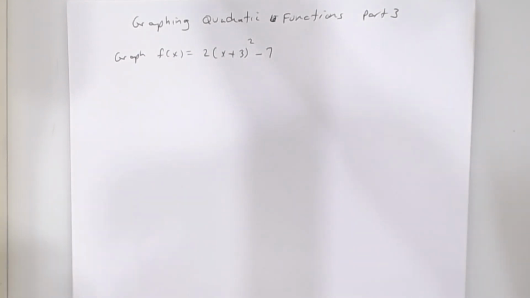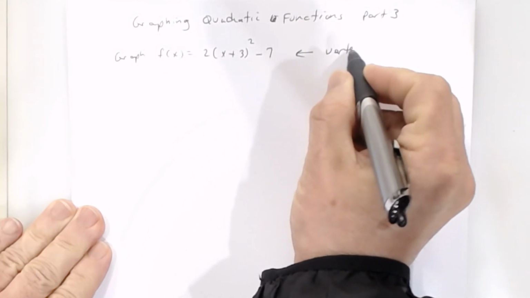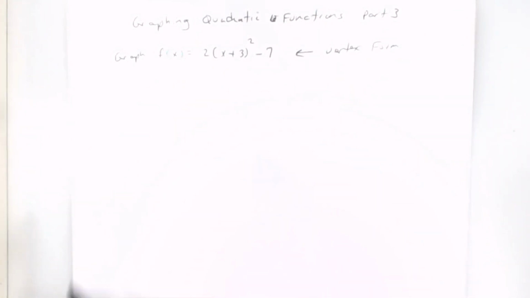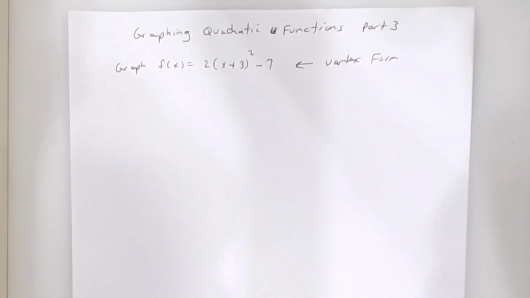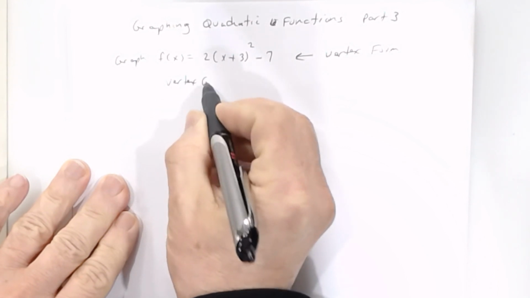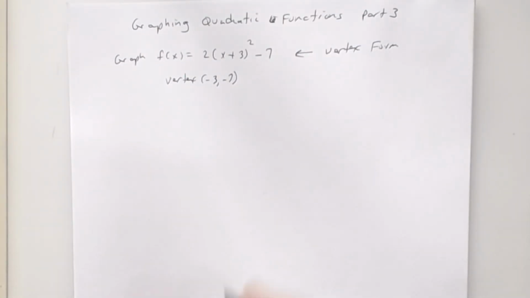Vertex form. So you have to recognize that this is vertex form. Now, since it's in vertex form, you can find the vertex. What's the vertex? Negative 3, negative 7. So this is in vertex form. All right.